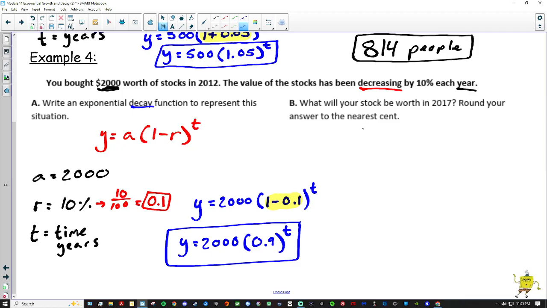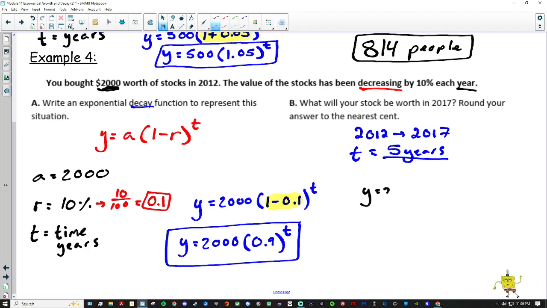Okay, part B. If you need some more time, we can pause and give you some more time. If not, it says, what will your stock be worth in 2017? Okay, so we initially started in 2012, and now it's 2017. So that means it has been a total of 5 years. So we are going to put in T equals 5.